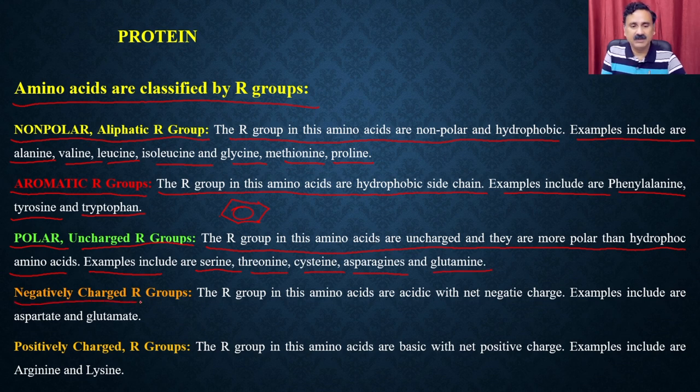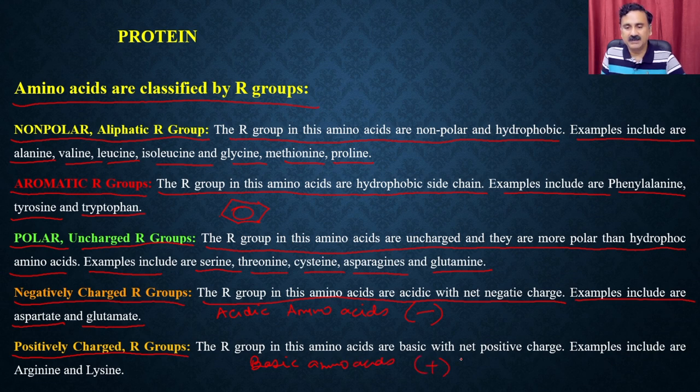Then we have the negatively charged R groups, which are called acidic amino acids because they impart a negative charge to the protein. The R group in these amino acids is acidic with a net negative charge. Examples are aspartate and glutamate. Then we have the positively charged R groups, and these amino acids are called basic amino acids. They give you positive charges, and the R group in these amino acids is basic with a net positive charge. Examples include arginine and lysine.